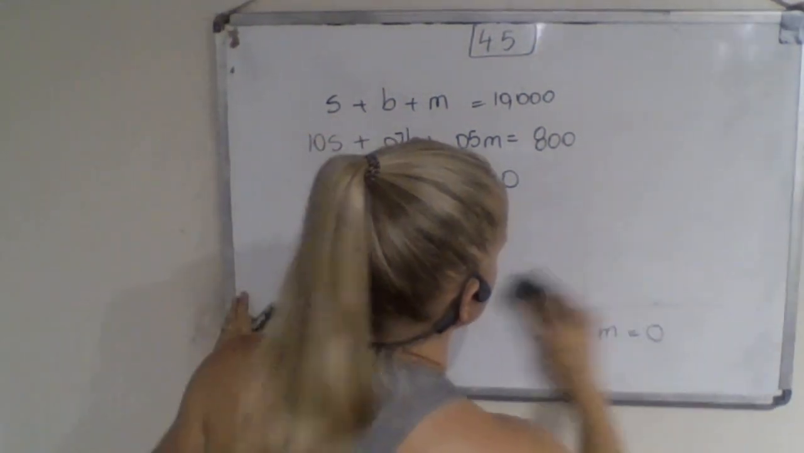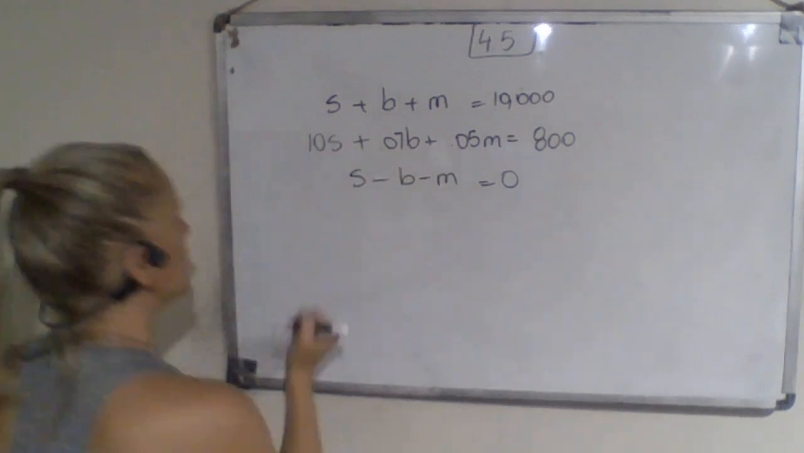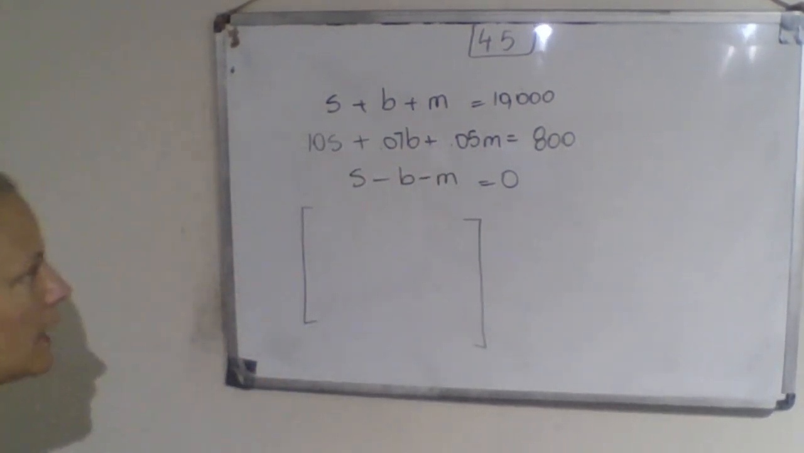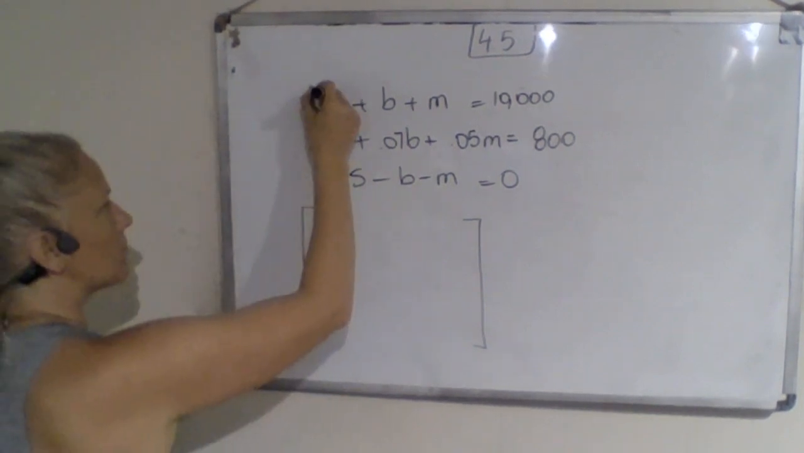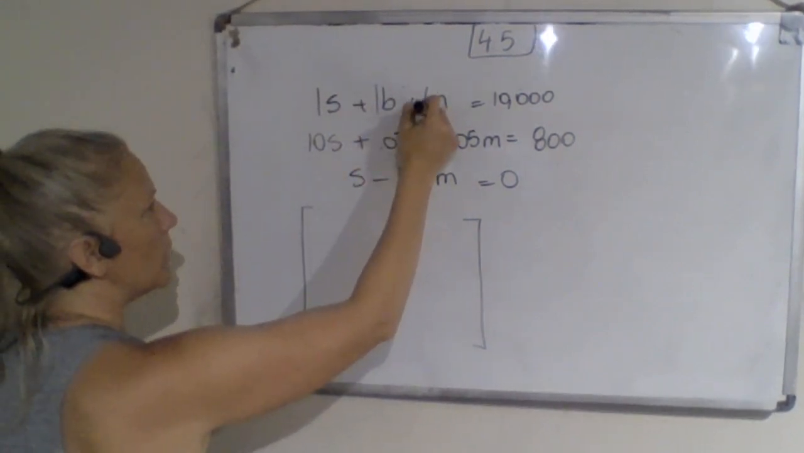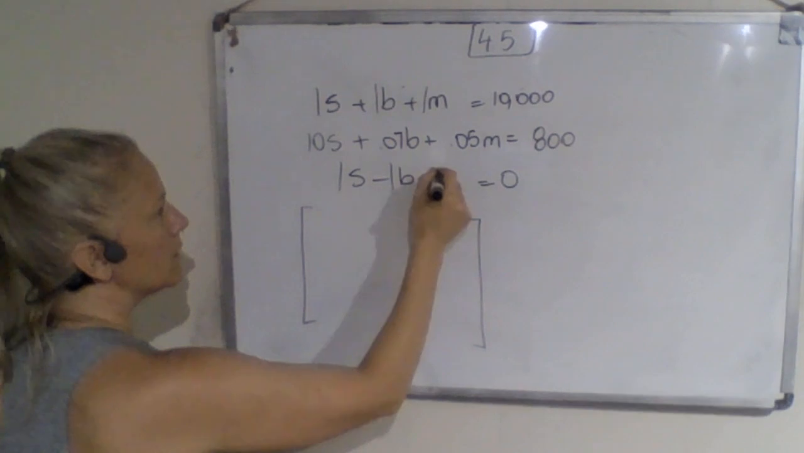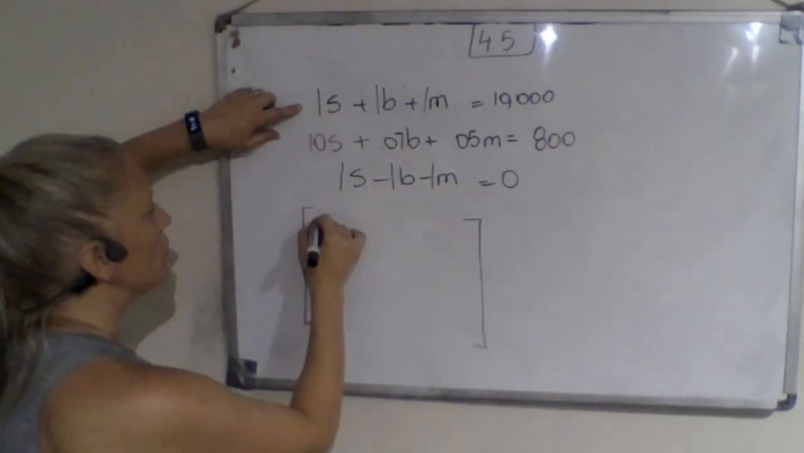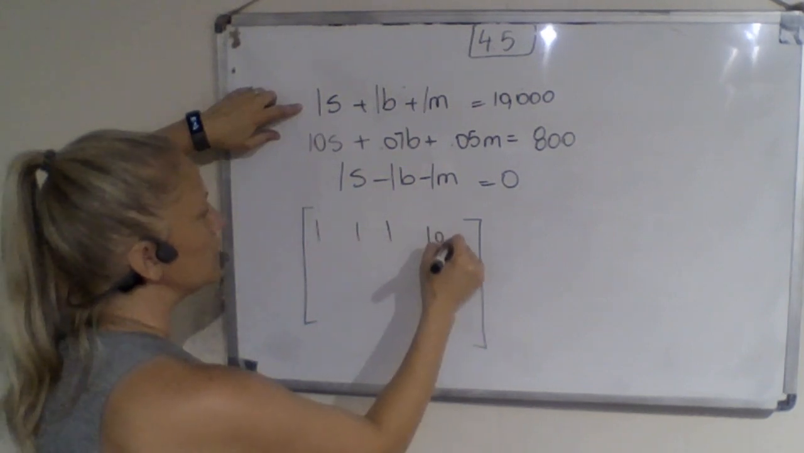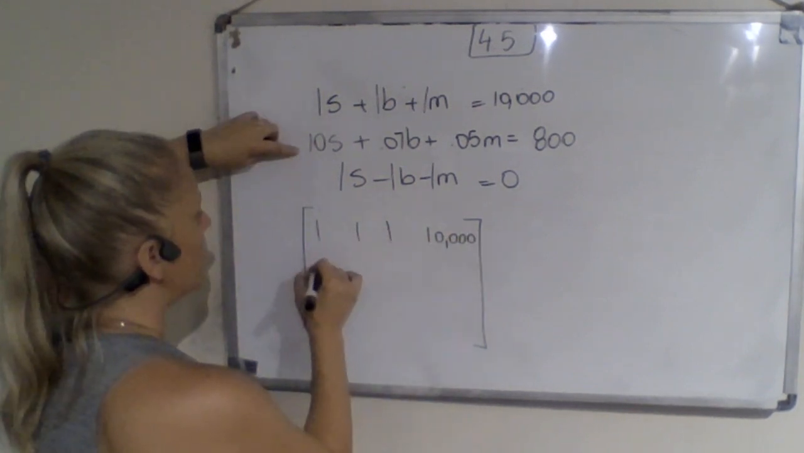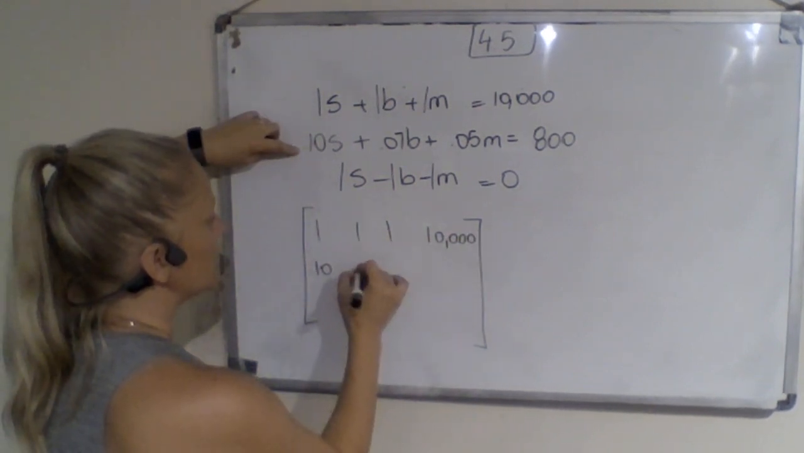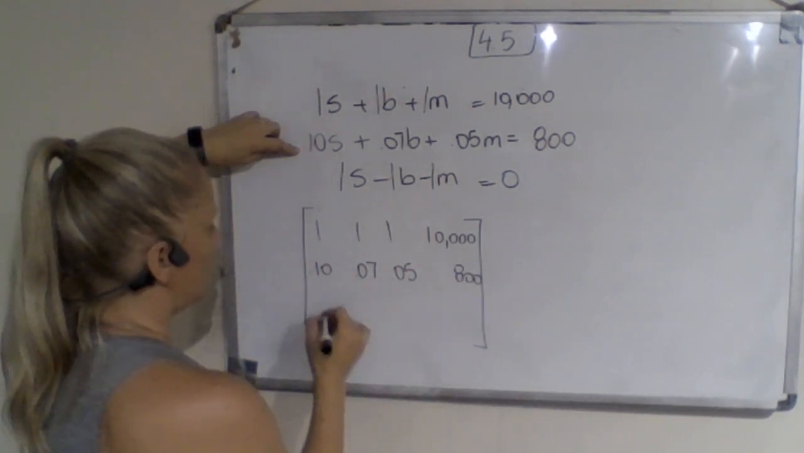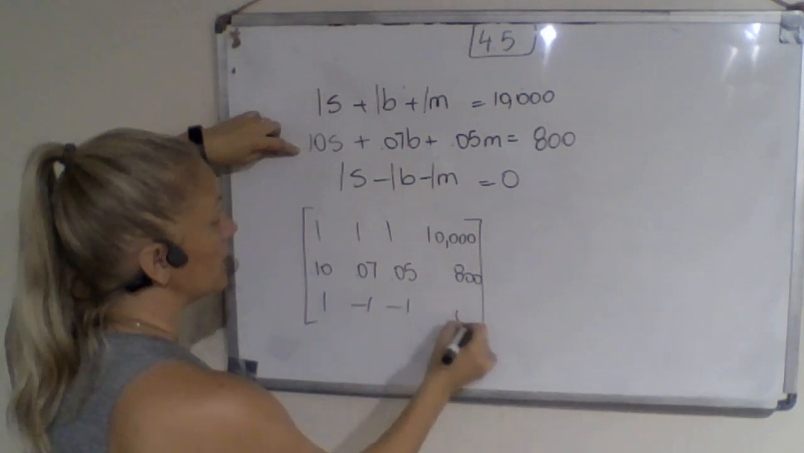I now have a system of 3 equations with 3 unknowns. Let's go ahead and write our matrix down. Before I do this, I want to make sure I write the numbers down. I get 1, 1, 1, 10,000, 0.10, 0.07, 0.05, 800, 1, negative 1, negative 1, 0.